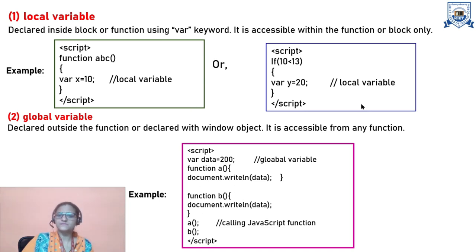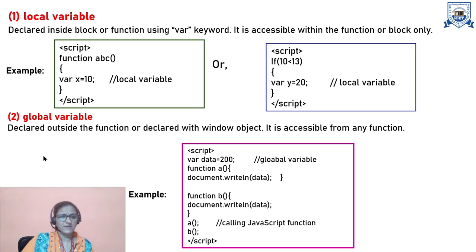Same here. In case of this if block, we have declared a variable y. So this variable y has become local to this if statement. So out of this if, it can't be accessed. That's why they are called local variables.